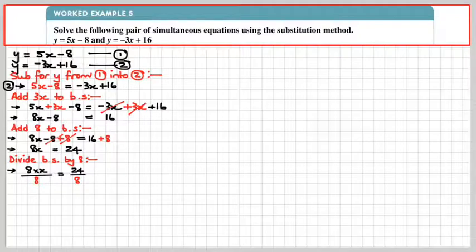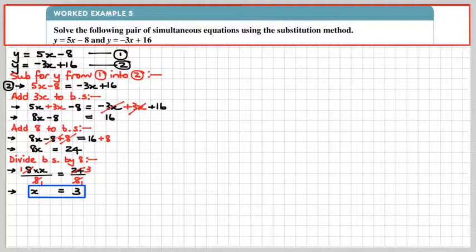Now, that's 8 times x. That's what that means, 8 times x divided by 8 equals 24 divided by 8. Let's do the cancelling. That cancels like that. The right-hand side cancels like that. And I'm left with x equals 3, and it fills us with glee, doesn't it? Alright, that's half of it done.